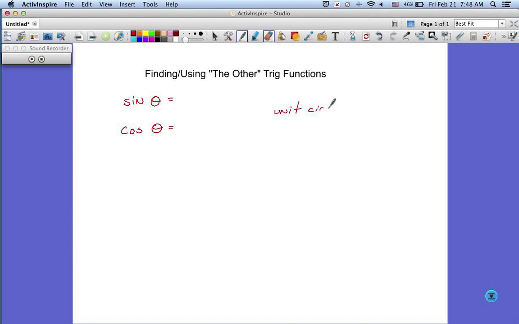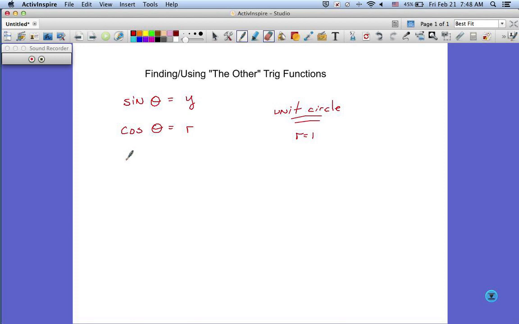We've seen how it doesn't matter the size of the circle, since sine and cosine are defined by x and y values divided by the ratio. It always comes back to the unit circle. So for our purposes, the radius is always 1. So sine is simply the y value, cosine is simply the x value.